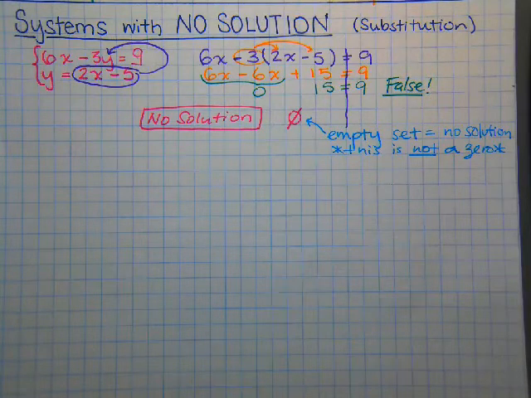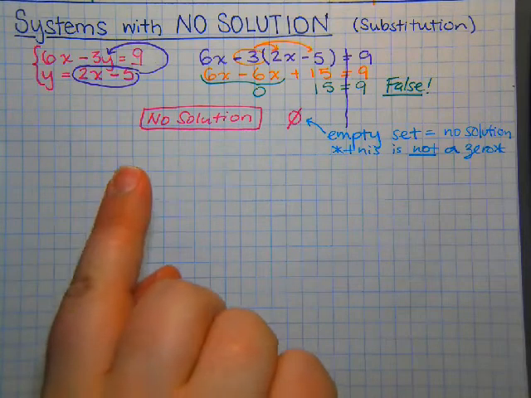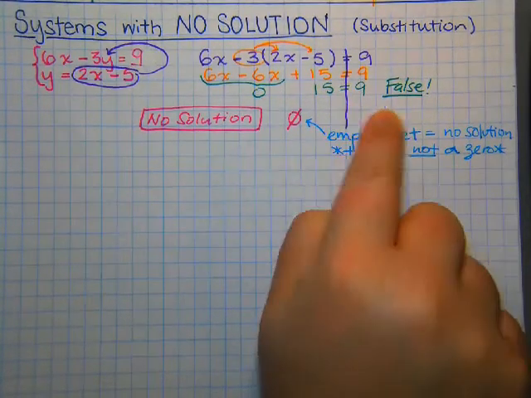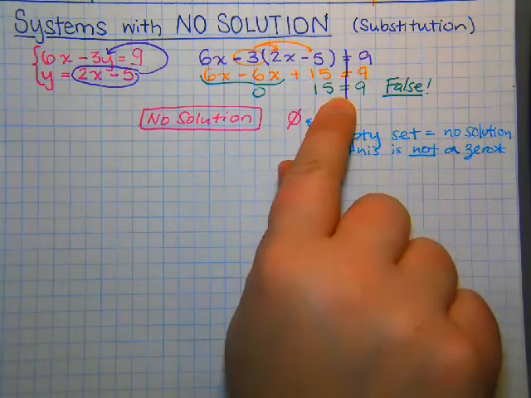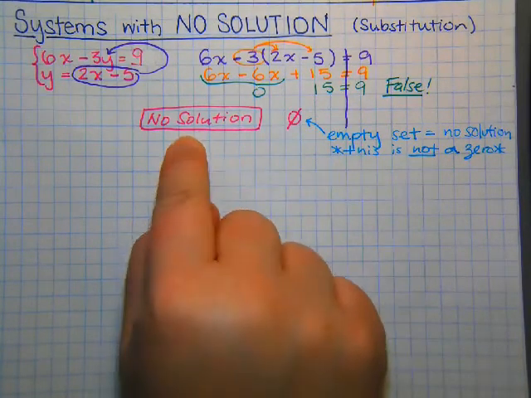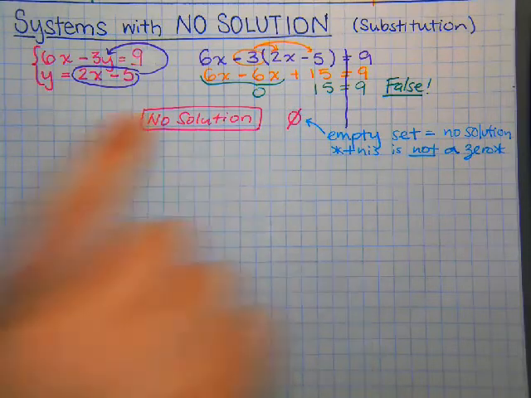So again, recap. If the variables go away and the remaining statement is false, I don't have to go back and plug anything in because the variables are gone. I just know, oh, that's not a true statement, so there must not be a solution. All right, I hope that helped.